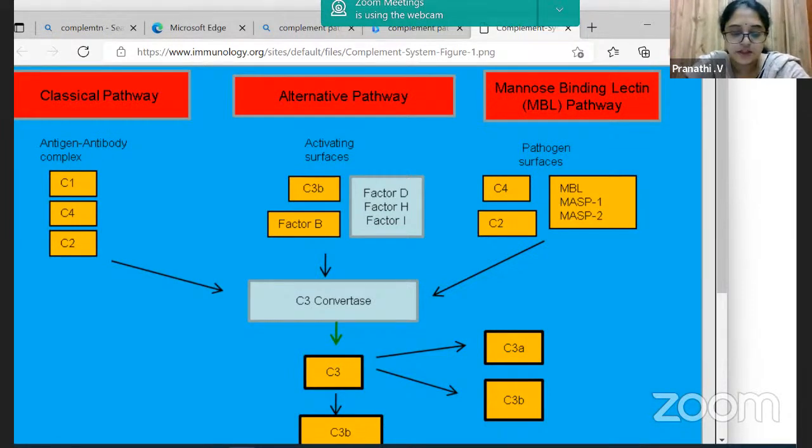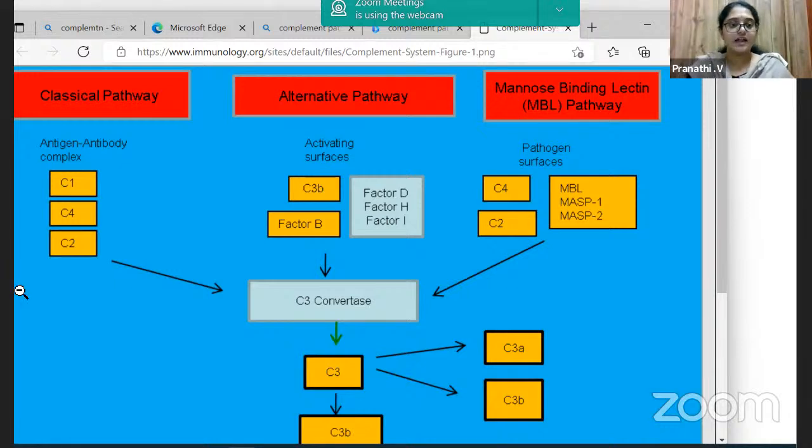For example, C2 has a larger fragment, C2b, and the larger fragment binds to the target near the site of activation, and the smaller fragments diffuse from the site and initiate the localized or inflammatory responses. There are complexes that form, that is C4b2a, C3b3b, etc. The activated complement components are sometimes designated by a horizontal line, for example, C2a.